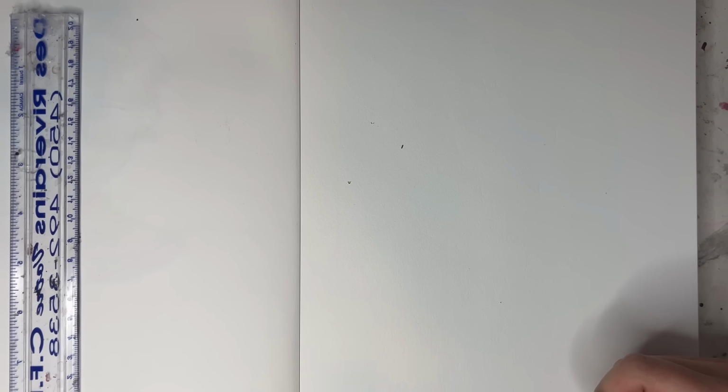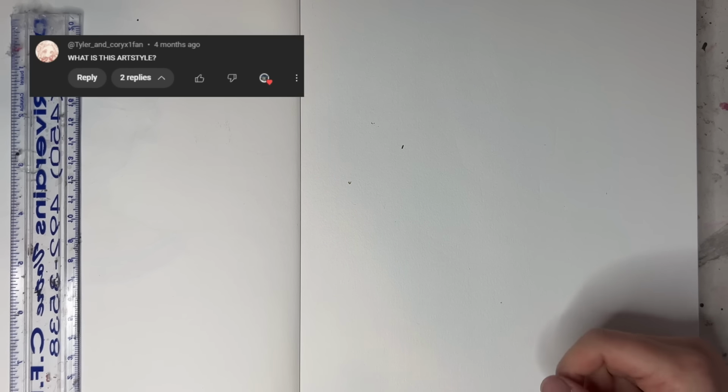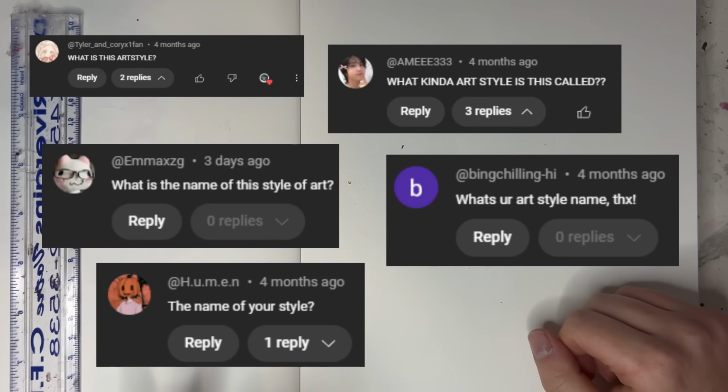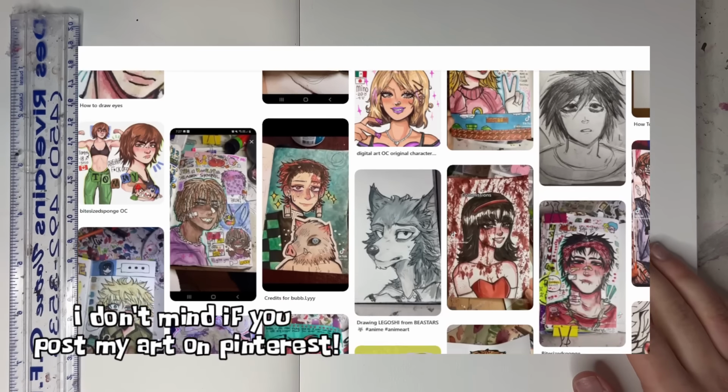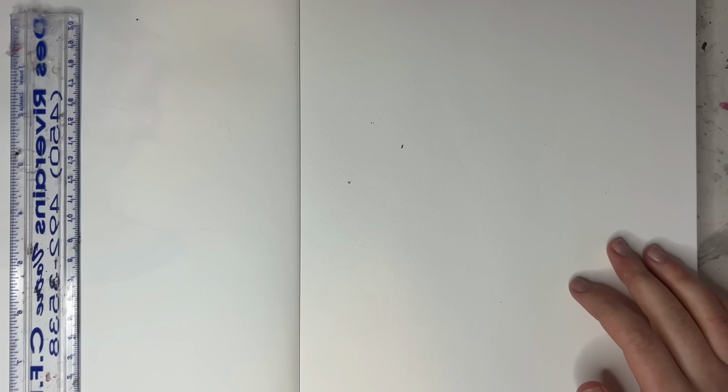So every time I draw, I always get comments like, what is the name of this art style? And I'm like, what do you mean? What is the name of the art style? Like, my art style is my art style. There's not really a name to it. If you want to look it up, just look up Bitesizedsponge art. But there's not really a name to my art style.